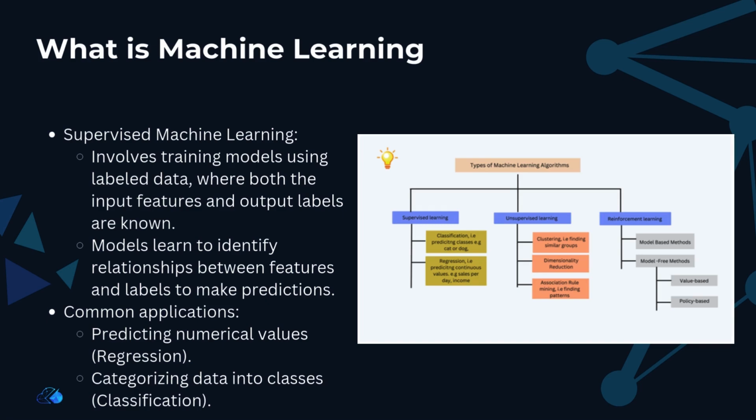This means the training data includes both features, like input values, and the labels, like output values. The goal is to learn the relationship between features and labels so that the model can predict unknown labels in the future. There are two types of supervised machine learning.